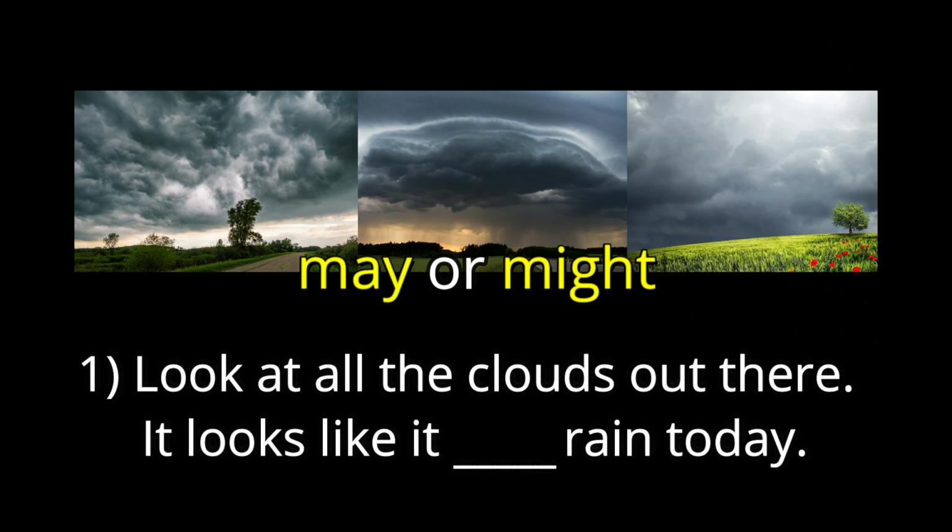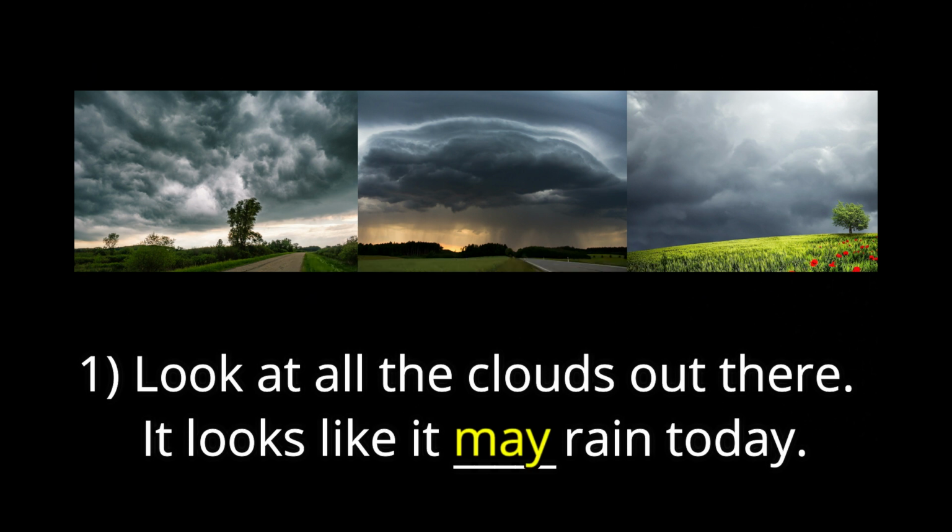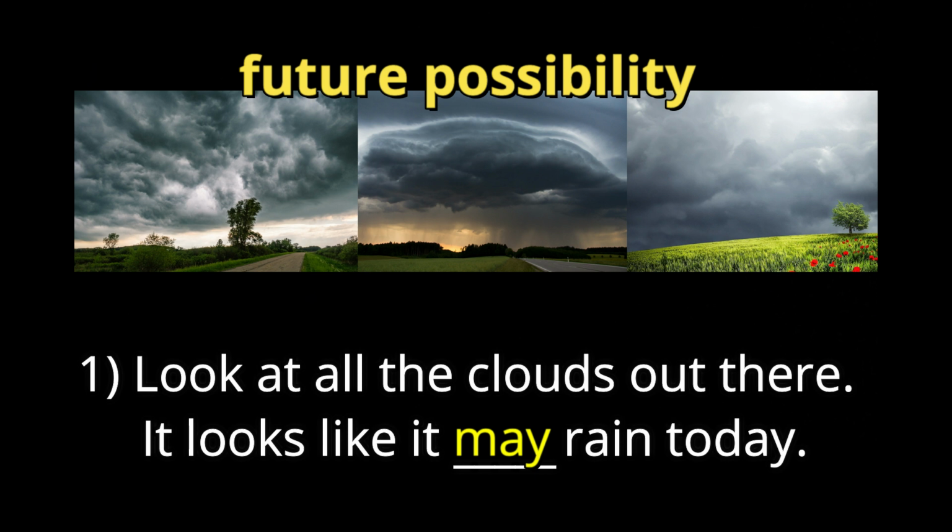And the answer is, look at all the clouds out there. It looks like it may rain today. This is future possibility and there's a good chance, right? So we use may. Might, there's a slight chance. Okay? All right, number 2.